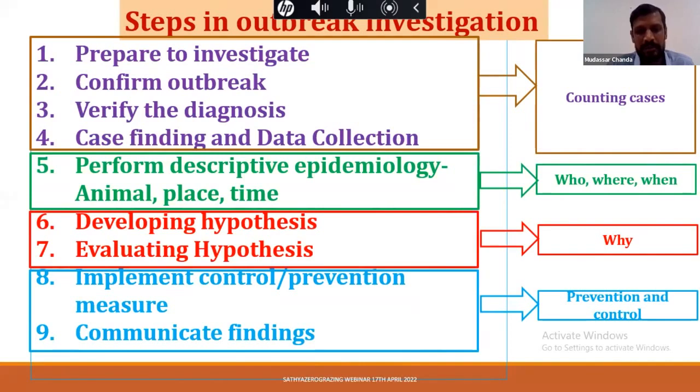The hypothesis part I'm not covering here, but remember that is also important when you talk about risk factors: what is the risk of getting infection or outbreak? And the prevention and control. Unless we have a prevention and control strategy, all the outbreak investigations are of not much help to the field, the farmers or policymakers anyway. But remember the importance of this particular topic.